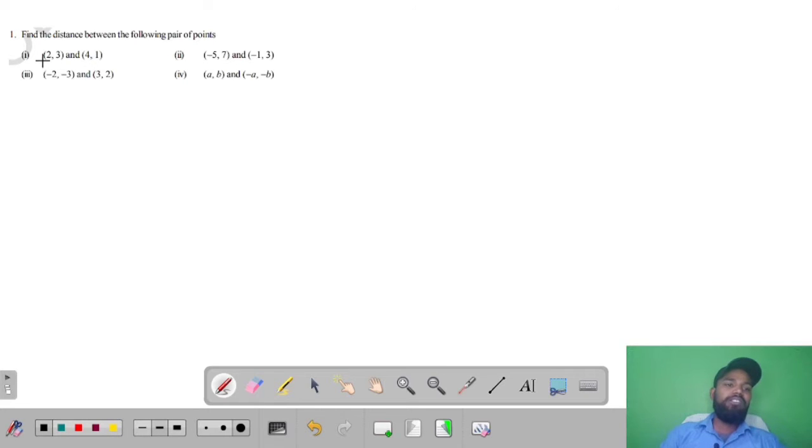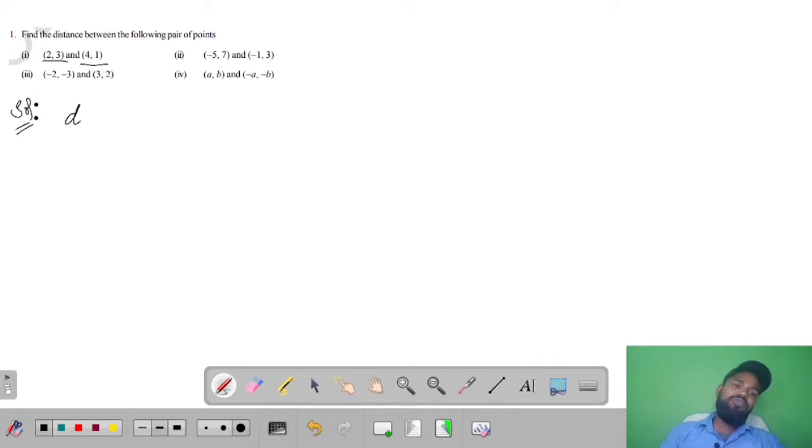So we need to find the distance between the 2 points. Here 2 points are given, 2 comma 3 and 4 comma 1. These are the 2 points given. So we need to find the distance between the 2 points. I will write one formula. First we have to know the formula.